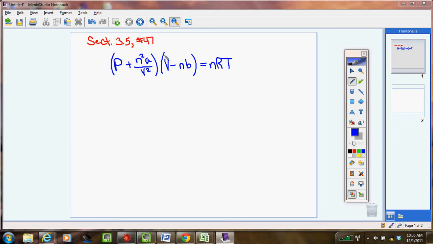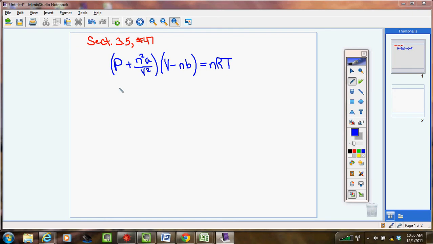Now the question here, or the statement of the problem here, is: if T remains constant, use implicit differentiation to find dV/dP. So even beyond n, A, B, and R being constant, we're going to have T be constant in this problem also. So we're going to try and hold our gas at a constant temperature.